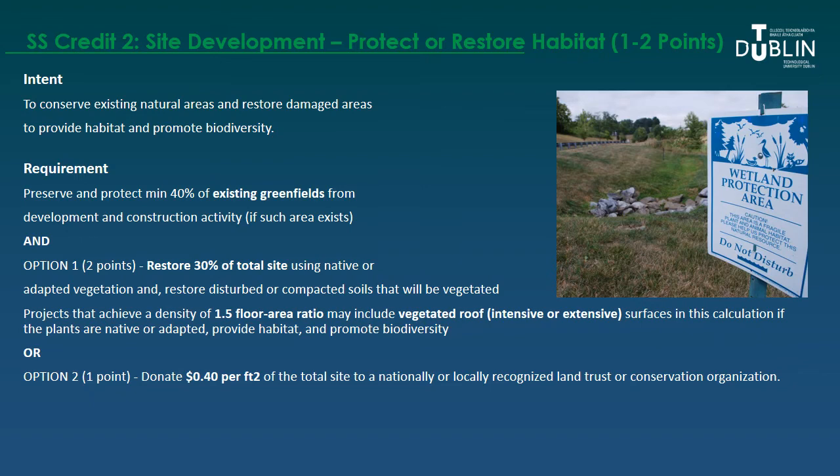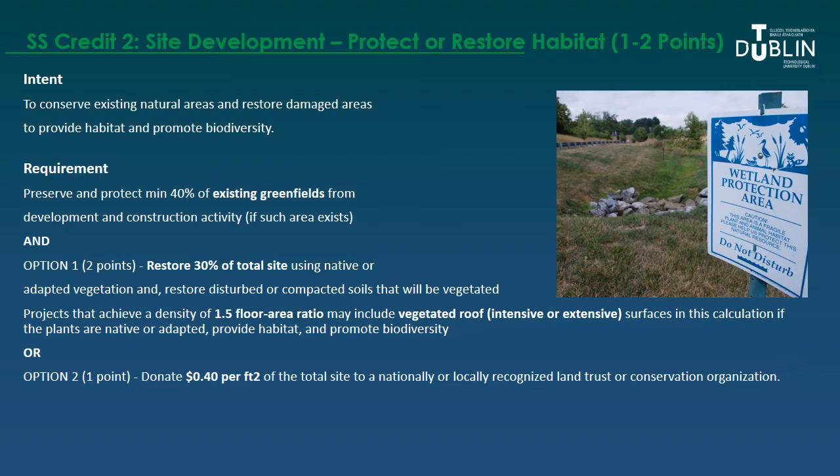And then you've got another aspect to achieve, and you can do it in two ways. The first option is to restore 30% of the total site using native or adapted vegetation, and also restore disturbed soils that can be vegetated. So after you've raked it all up, you replant it with native species.